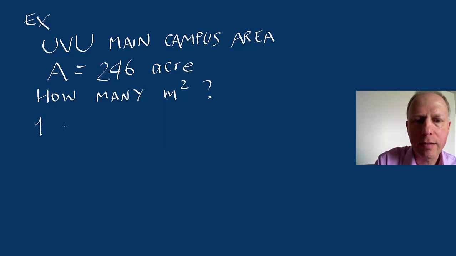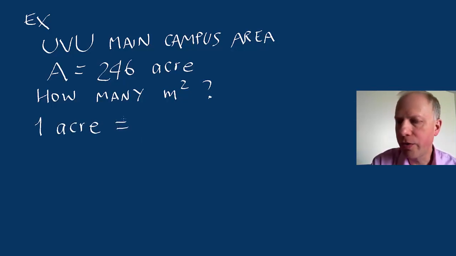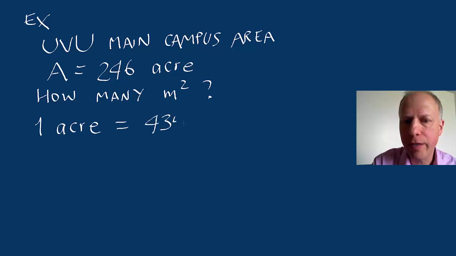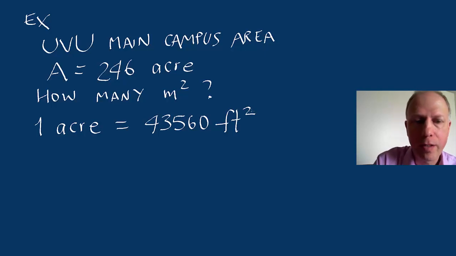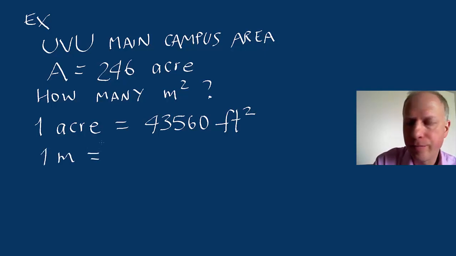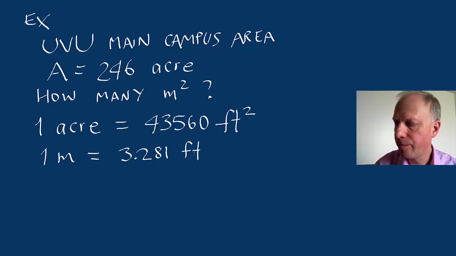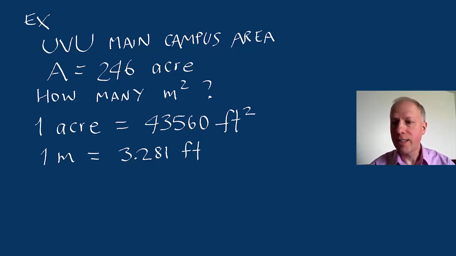Well, some of the facts that I can use in the conversion are 1 acre equals 43,560 square feet. That's not in our table in our textbook. And 1 meter is 3.281 feet. This isn't the only way to do this calculation, but it illustrates my point.